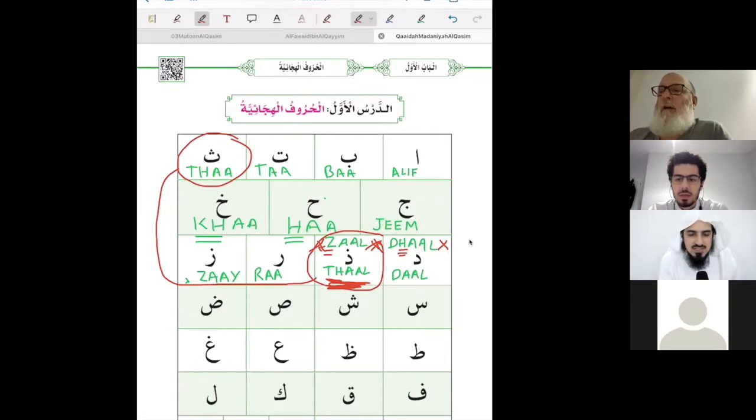So when you are saying Dal, sometimes you are saying Zal. No, we want Zal. Yeah, I will try, Sheikh. Try Zal again, please. Like when you say the English word the.